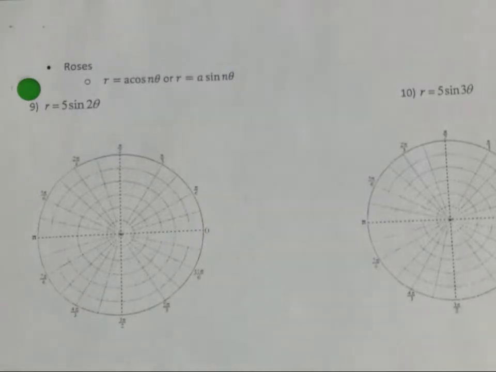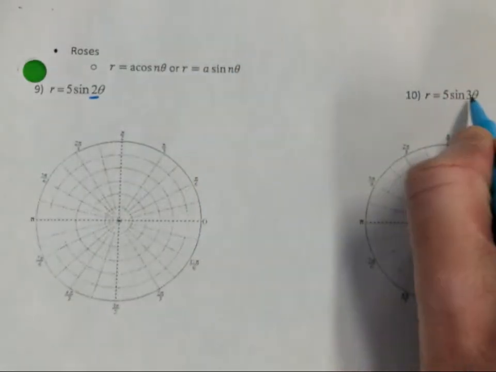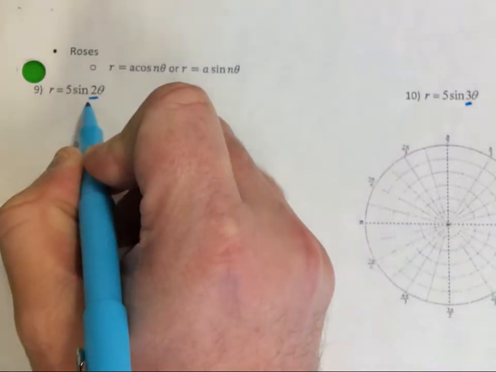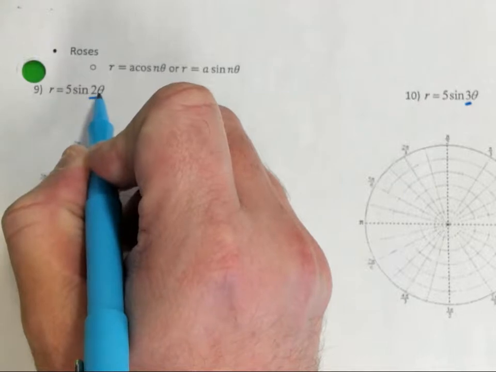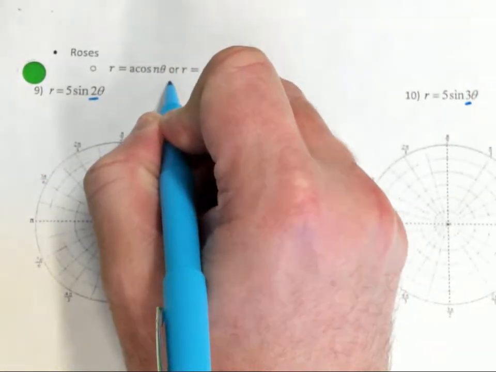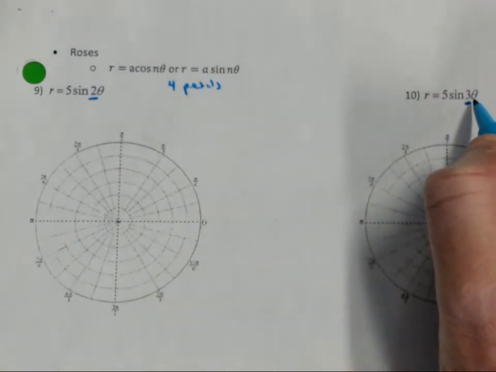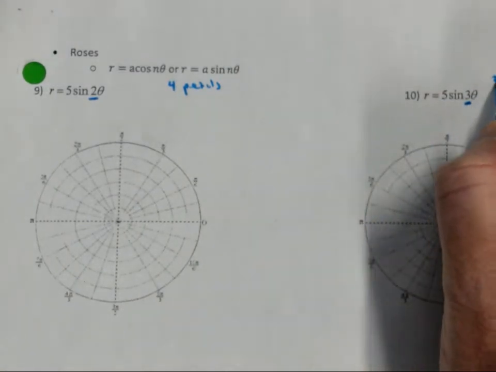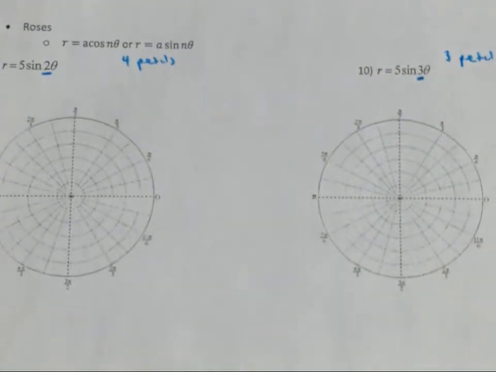Your roses are going to have flower petals. That's why they get the word rose. They're not going to look like a rose, they're going to look like a flower, but they call them roses. Now this number right here tells you how many petals. If it's an even number right there, 2, you always want to multiply by 2. What's 2 times 2? This means it's going to have 4 petals. If it's odd, you don't multiply it. Whatever's there is the number of petals. So on this one, you have 3. So even you multiply, odd you do not.